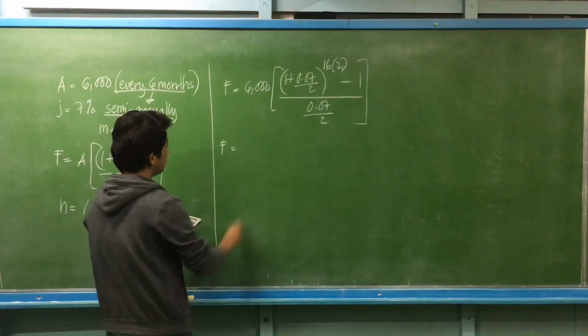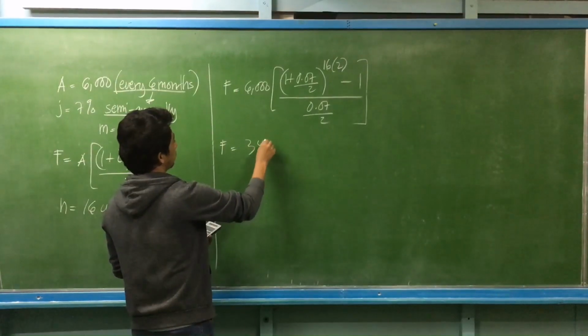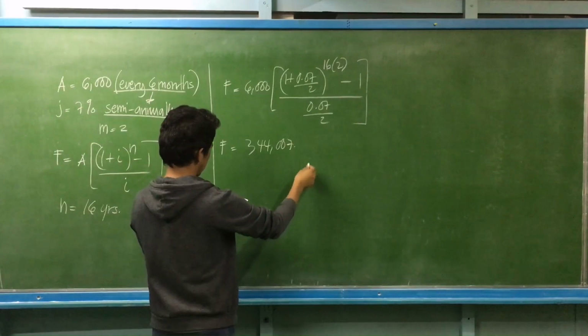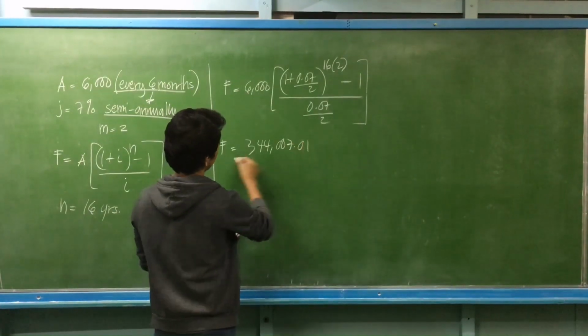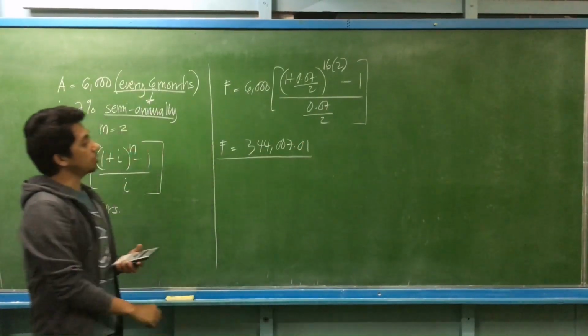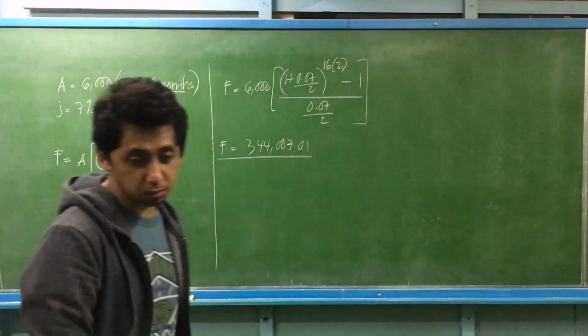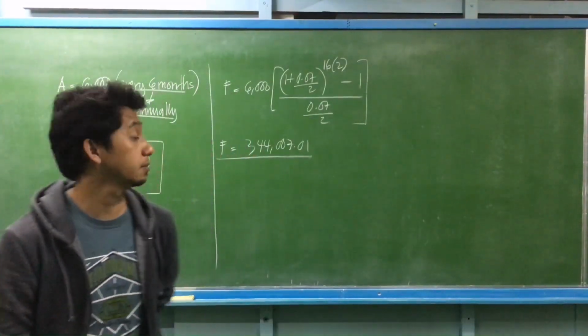Okay, the answer is equal to 344,007.01. So based on the choices, it will be letter D.